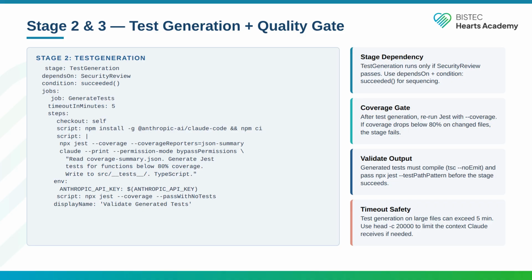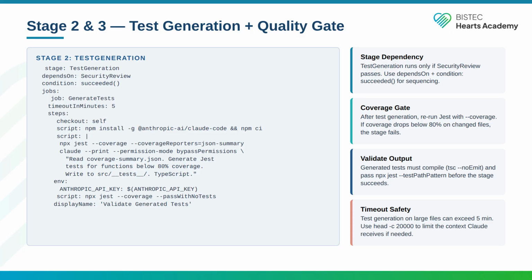The test generation workflow has 2 parts. First, Jest runs with coverage, with a JSON summary reporter to produce a machine-readable coverage report. The true suffix prevents the stage from failing if existing tests have failures. You want the coverage data regardless of existing test health.